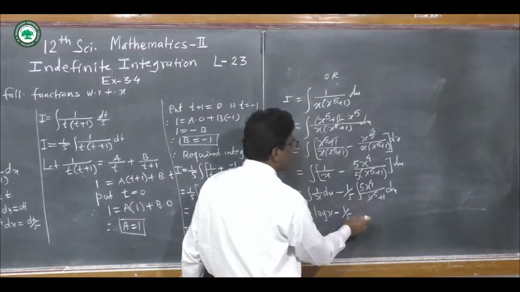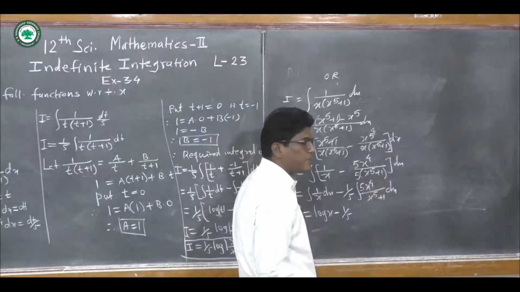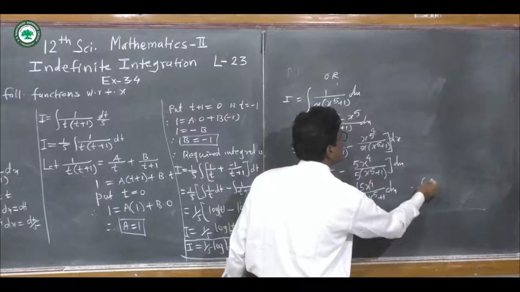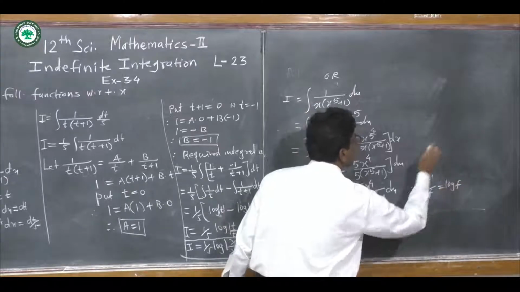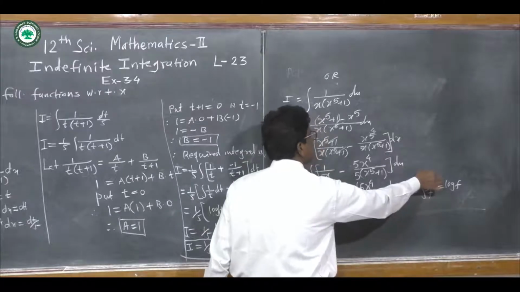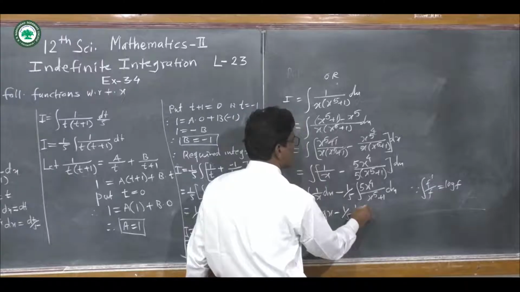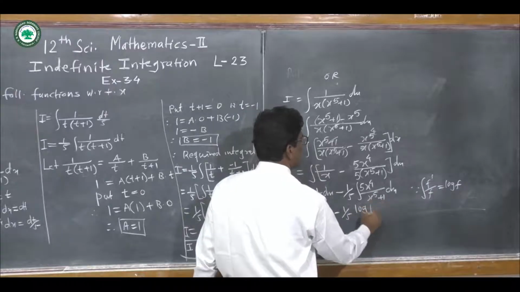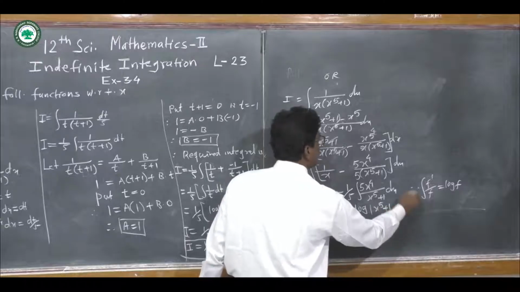And here it is, the denominator function and its derivative is in the numerator. So we use here the formula: integration of f dash upon f is equal to log of f. We know this. Integration of a function in the denominator and its derivative in the numerator is equal to log of the function. So here it is log of the function in the denominator, x to the power 5 plus 1, and plus constant of integration.